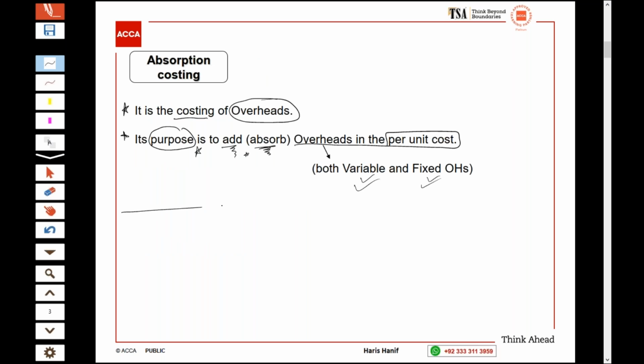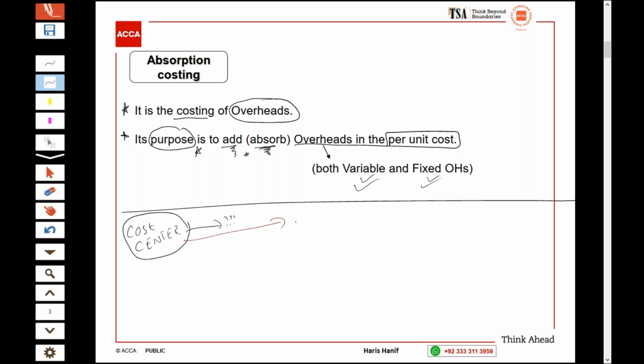Now, first of all, I would like to add something here: what do you mean by the term cost center? Cost center is any location, any department. Like you can say the production department, because the production department is not responsible for raising the revenues.